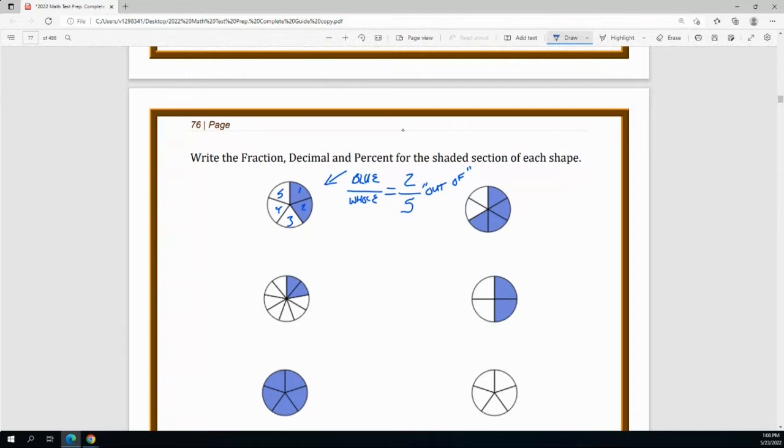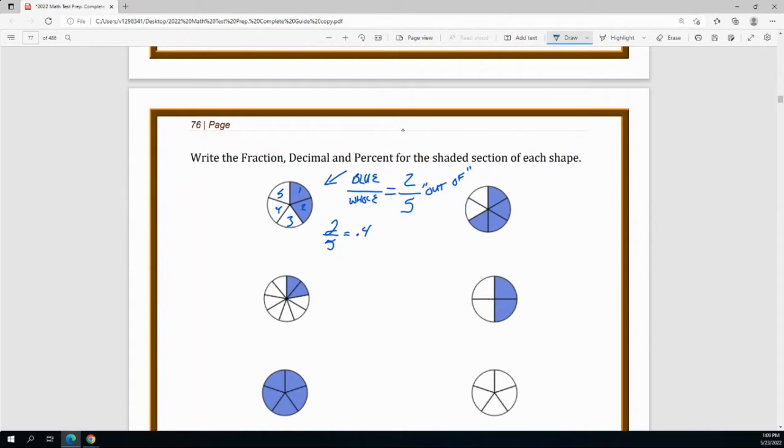This is our fraction. Now you're supposed to change this or show this fraction as a decimal. Again, remember, these things are division problems. This is 2 divided by 5. Never forget that. And 2 divided by 5 is 0.4. That's what it is as a decimal.